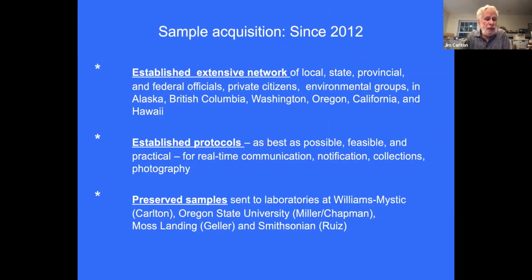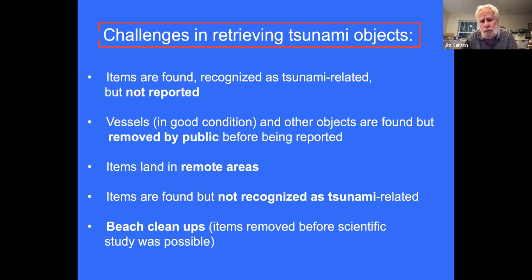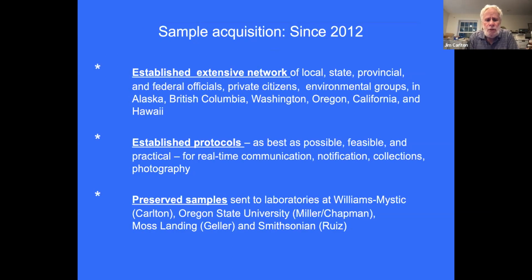But as those objects began to come in, and as we realized there were more species, we established a network of contacts from Alaska to California and Hawaii. We established collection protocols, real-time communication, photography, and how to get preserved samples to cooperating laboratories at OSU, Moss Landing, and the Smithsonian, and our lab here at Williams Mystic.